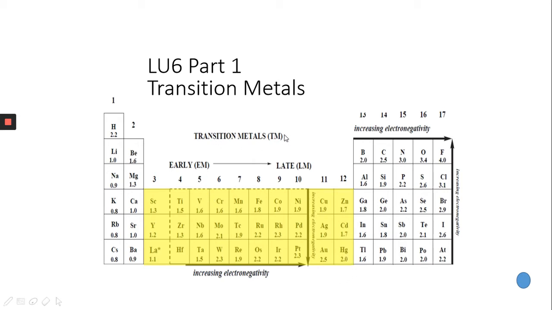Transition metals can be divided into 3 different groups: the early transition metals, middle transition metals, and also late transition metals. If you look at the boxes in yellow here, you can see that as you move across the period, the electronegativity of the transition metal will increase.